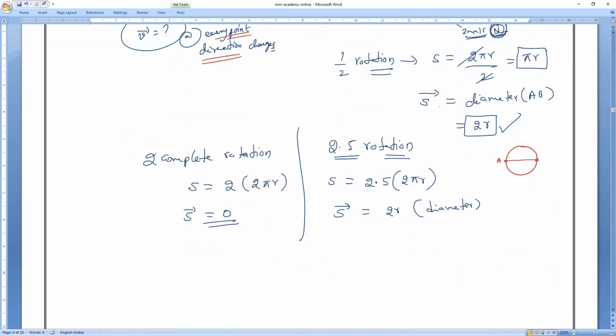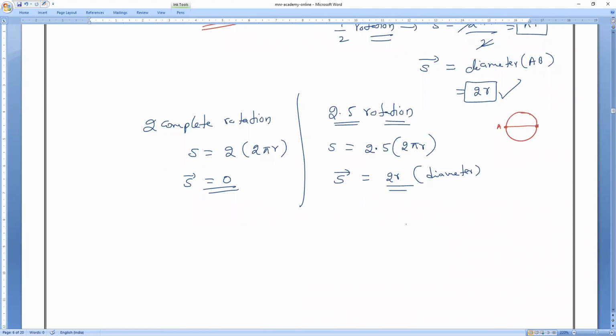So when it makes 2.5 rotations, everybody, what is the distance? 2.5 into 2 pi r. What is the displacement? Everybody respond. Displacement equals 2r. Then a body makes 5 rotations. What is the distance? 5 into 2 pi r. Understand? What is the displacement for 5 rotations? 0. Understanding?